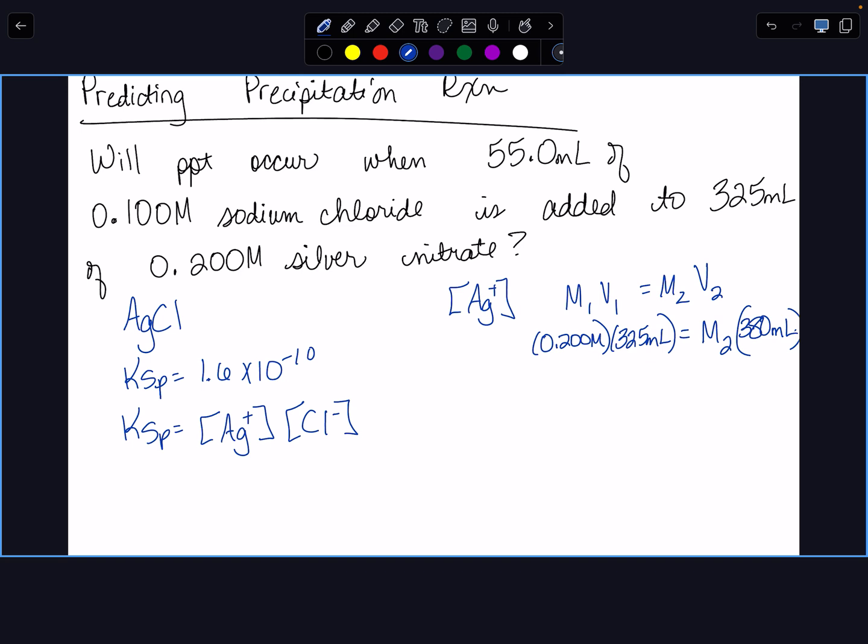Oh, M1V1 equals M2V2. Y'all, you can leave it in milliliters. If both of your volumes are in milliliters, do y'all see those are going to cancel out and you're going to be left with molarity? Okay, so, have y'all already done that math? M2 is 0.171 molar. That's the concentration of the silver.